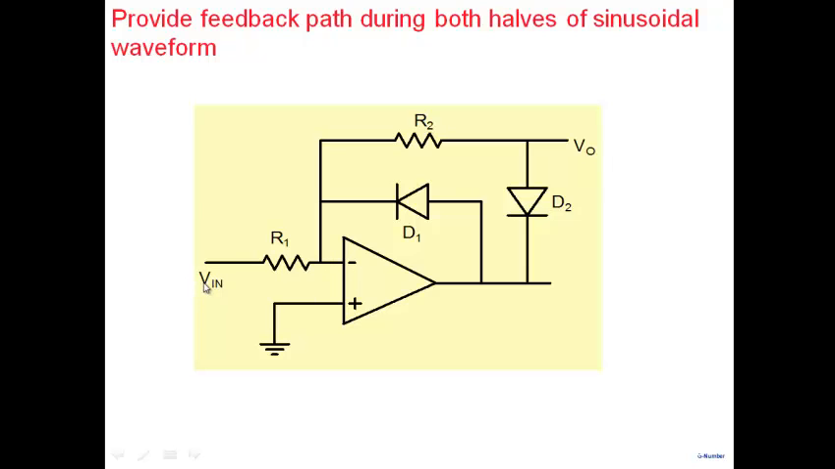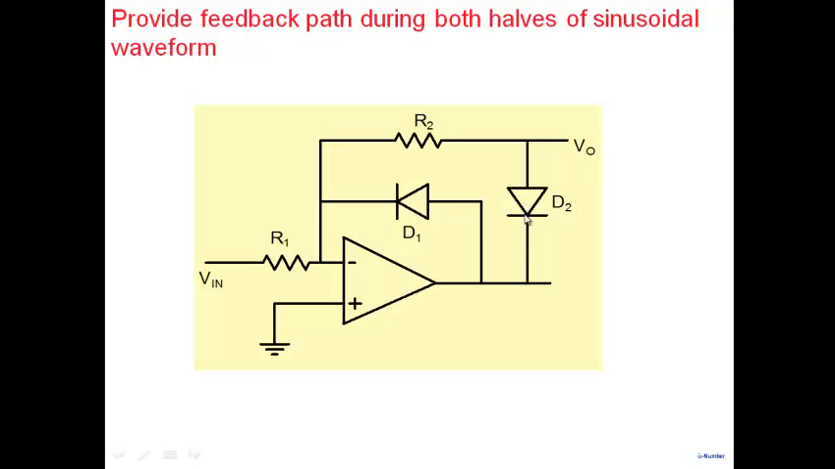When Vin is positive, of course we would like current to flow in this direction, into the op-amp. This current goes through R1. It can't flow through D1, so D1 is an open circuit here. So the current goes up, flows through R2, comes into the diode, and then flows into the op-amp. So we have a closed loop here, and it's easy to show that V0 will be equal to -Vin R2 by R1. So it acts like a normal inverting amplifier, except that there's a diode also in the path.